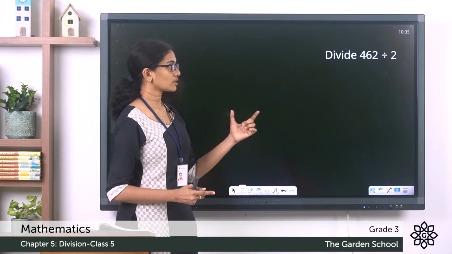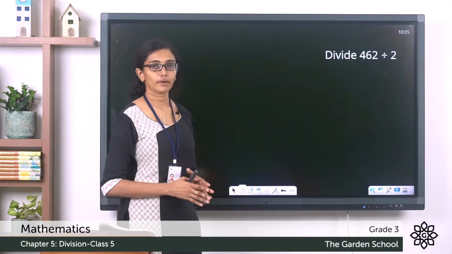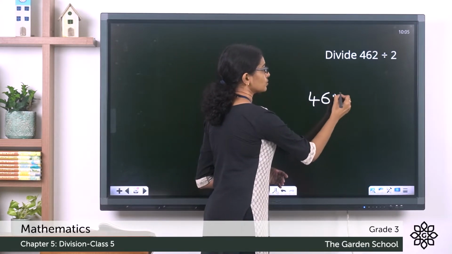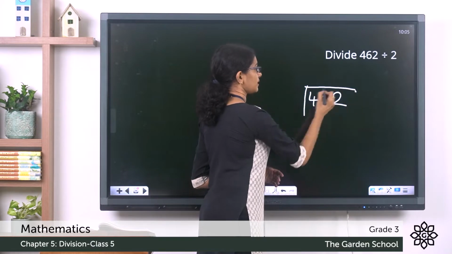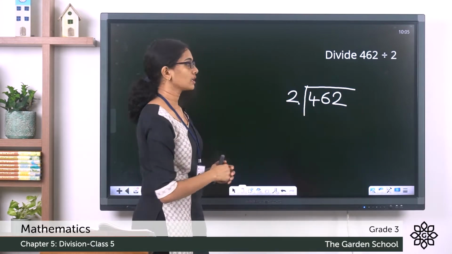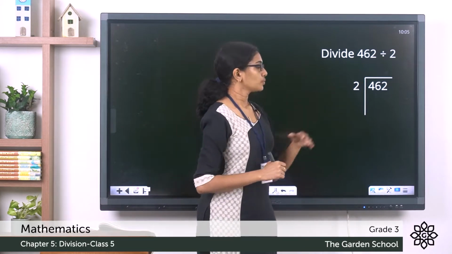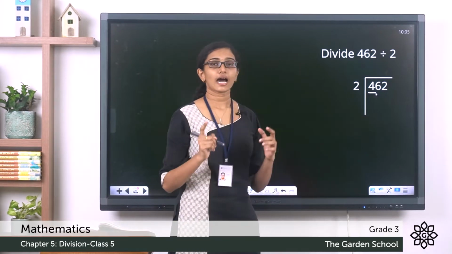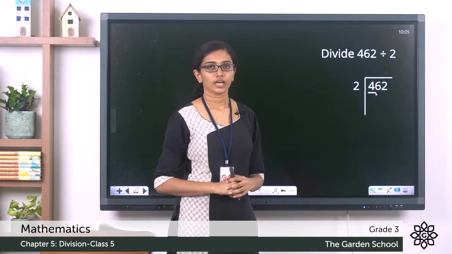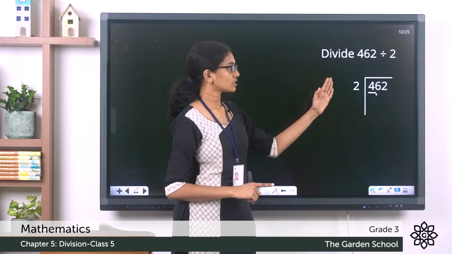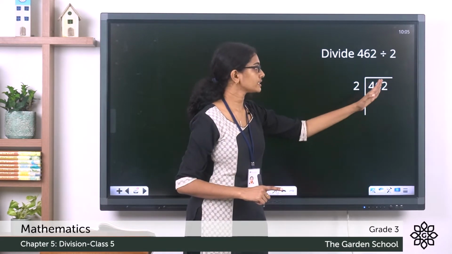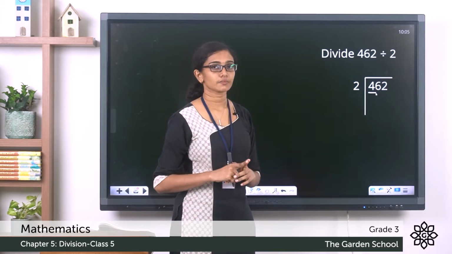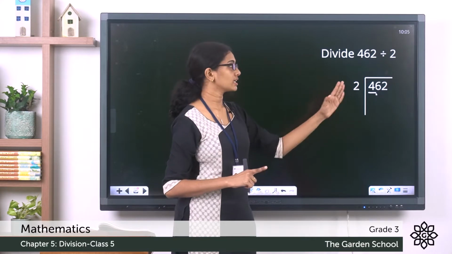The first step is to write the dividend and the divisor in the proper format for the long division method. So, 462, the dividend, by the divisor 2. Now, we are dividing with a 1-digit number. So, let's consider the digit at the highest place in the dividend. And which is the highest place here? This is a 3-digit dividend, so you have the ones place, tens place and the hundreds place here. So, the highest place is the hundreds place and the hundreds digit is the digit 4.